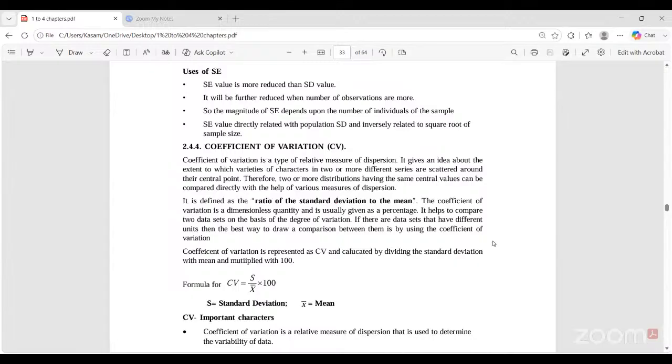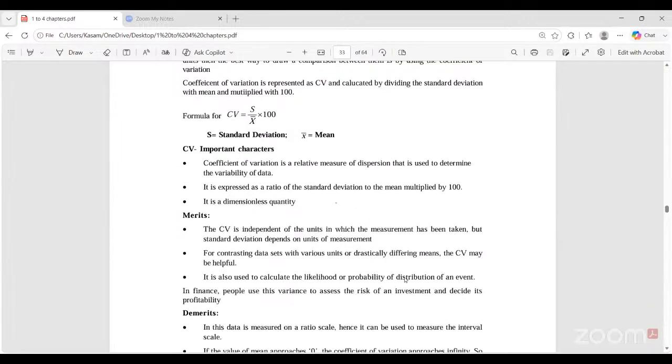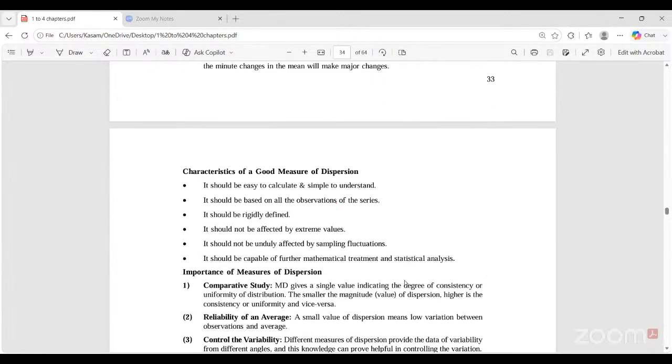It is defined as the ratio of the standard deviation to the mean. The coefficient of variation is a dimensionless quantity, usually given as a percentage. It helps to compare two data sets based on the degree of variation, even if the data sets have different units. It is best for comparison between them. Merits and demerits, you have to take care.